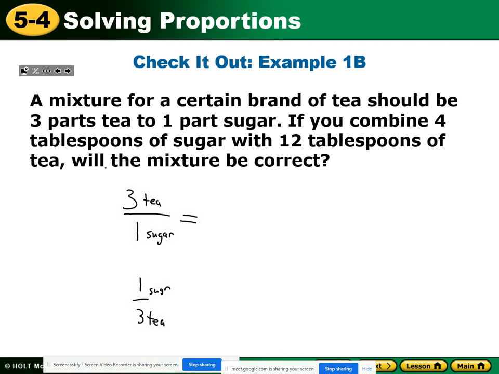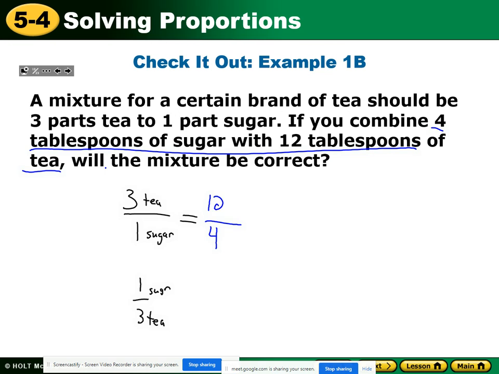Yeah. So when we read this next part, Michaela, if you combine 4 tablespoons of sugar with 12 tablespoons of tea, what does that fraction look like compared to this? What goes on top, what goes on bottom? Four goes on bottom and 12 goes on top.